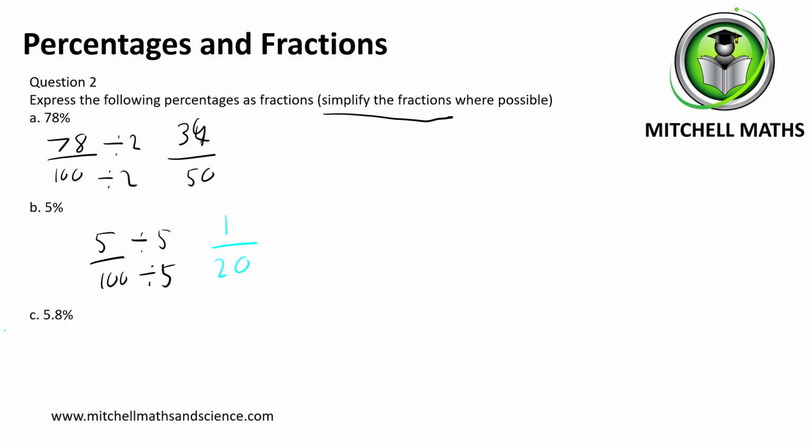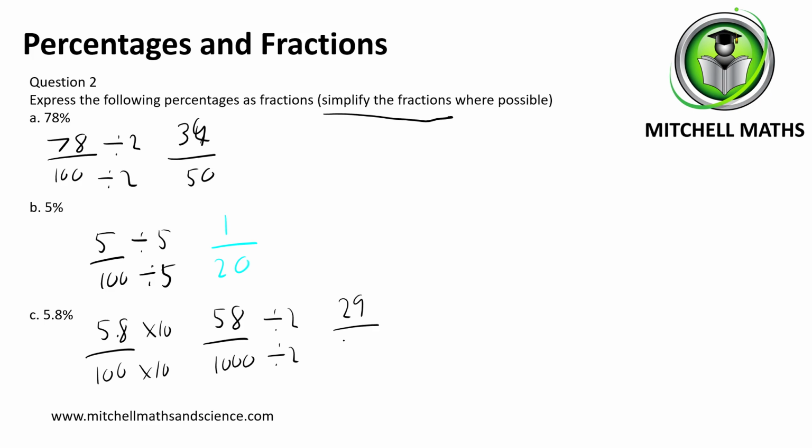And for part C, which is 5.8 over 100, we want to write it as a whole number, top and bottom, so we're going to times it by 10. If it's to one decimal place, times by 10. If it's 2 decimal places, times by 100. 3 decimal places, you have to times it by 1,000, and so on. And we're going to times this by 10 because the numerator is to 1 decimal place, and that'll give us 58 over 1,000. And because they're both even, we can divide by 2, which will give us 29 over 500 is our answer for that one.